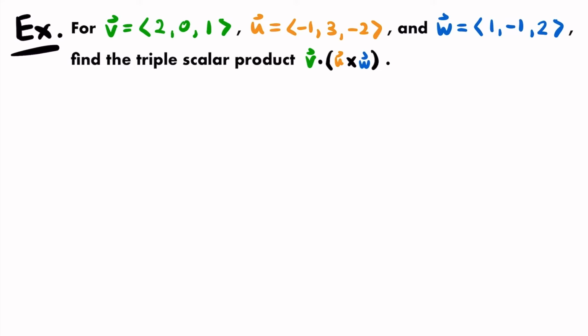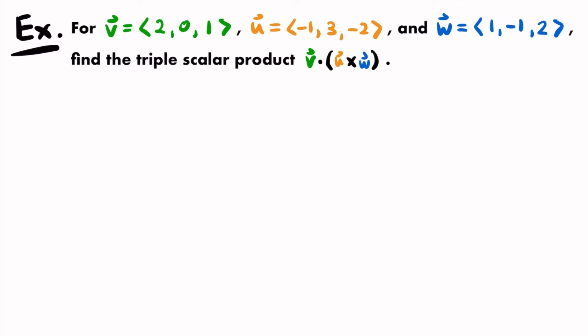Now, for the vectors that we're using in this problem, we have vector v, which is the position vector of the point 2, 0, 1. We have vector u, which is the position vector of the point -1, 3, -2. And then we have vector w, which is the position vector of the point 1, -1, 2.